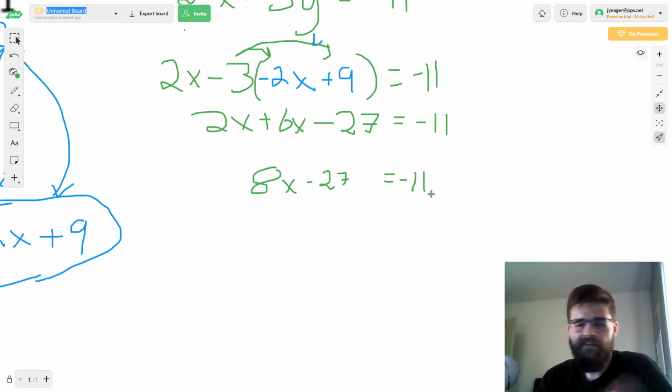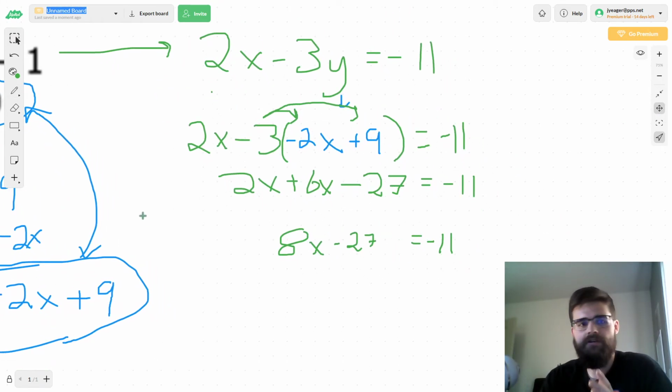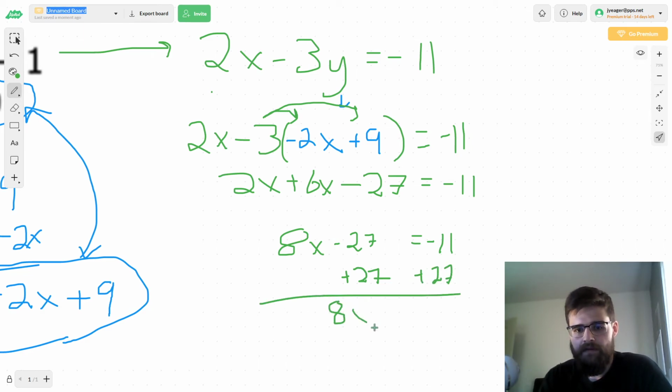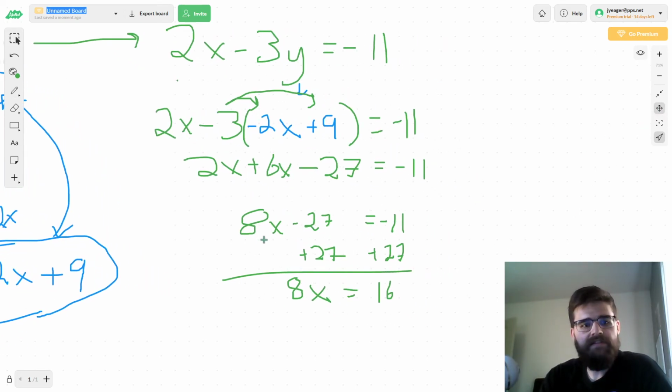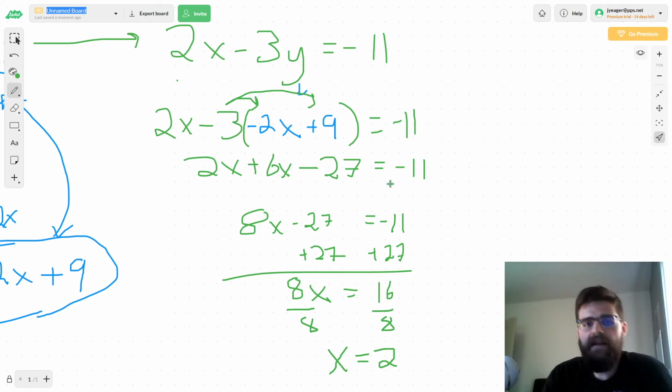Now I want to get all the constants, all the numbers, over on the right side. So I'm going to add that 27. Hopefully this part feels real familiar. You guys are pretty good at solving equations at this point. 8x equals 27 minus 11, which is 16. We're close. 8x is equal to 16. So if we divide by 8, we get x is equal to 2.